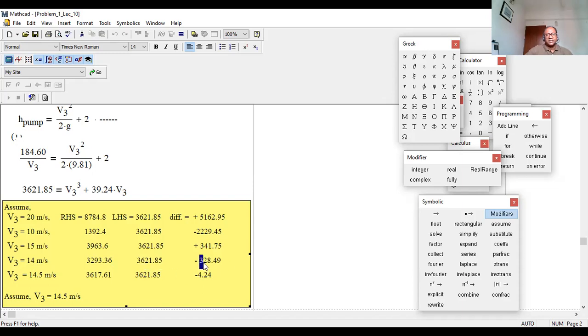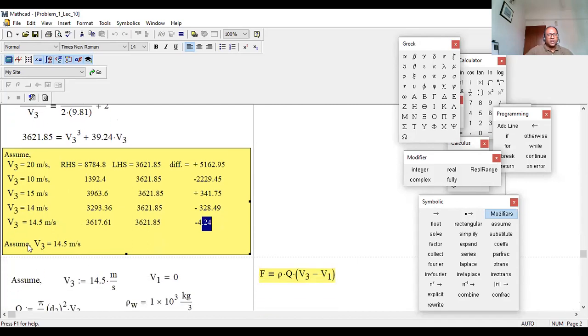It comes out less, 3.28. So what does it mean? I need to increase this value a little bit more than 14. So I put 14.5. This is my right side, this is my left side. The difference is 4.24, so I just keep it over here. But again, you can increase; you can say 14.6, then see what values come. So numerically, this is the application of numerical analysis. Even if you solve with a scientific calculator, inside the calculator the program does the same thing. So finally, I got V3 of 14.5.